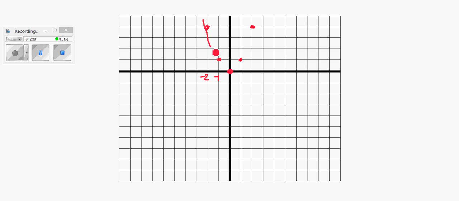Okay, and so now we make our parabola shape. And we say that this parabola opens up and that this point here is called the vertex. It's right in the middle of the U, and it is also a minimum because that's the very lowest point on the graph.